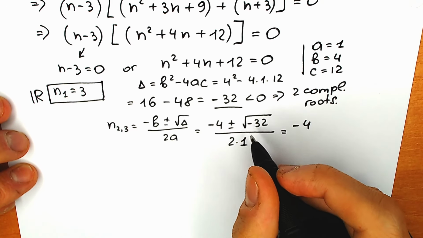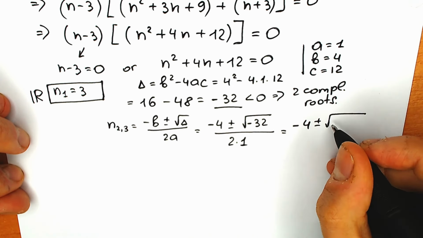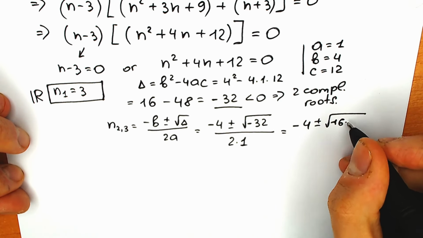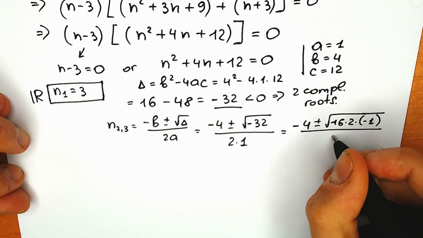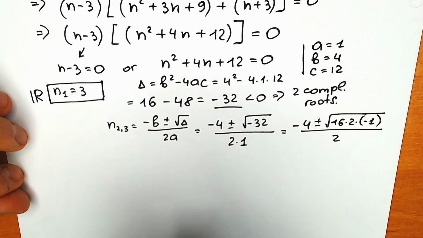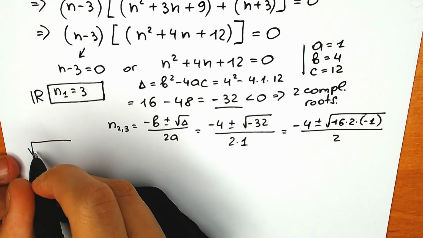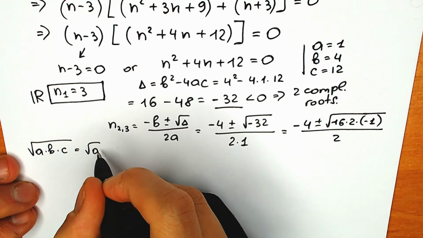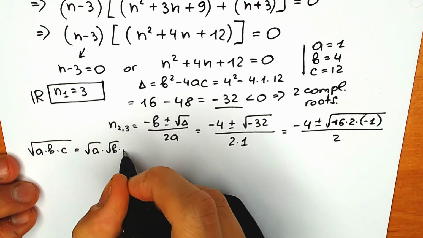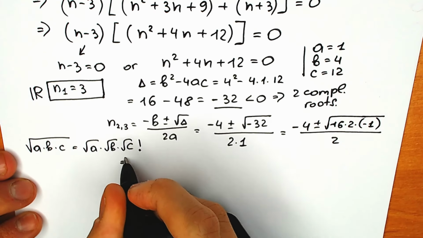This square root of minus 32 we can actually write as a product, so plus minus square root of 16 times 2 times minus 1, all over 2. Okay, and right now we need to remember a really interesting and really helpful property. Whenever we have square root of a times b times c, we can actually split it like square root of a times square root of b and times square root of c. So this property is extremely helpful. So right now let's apply it right here.